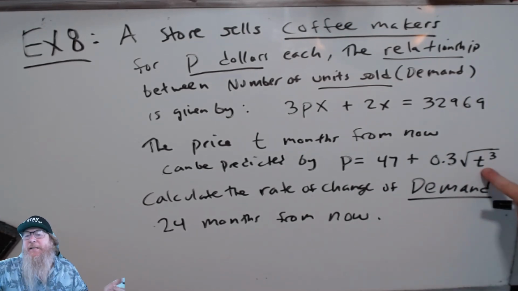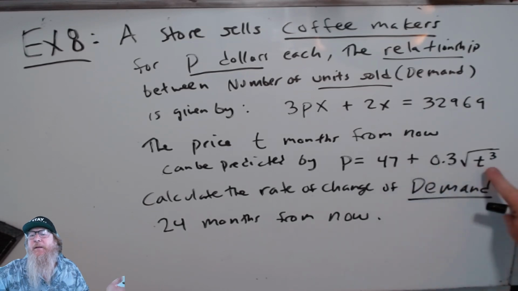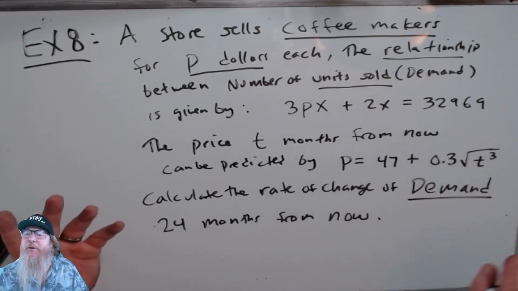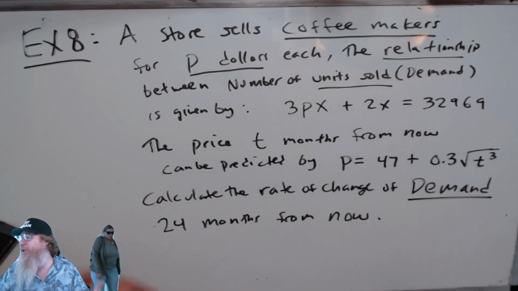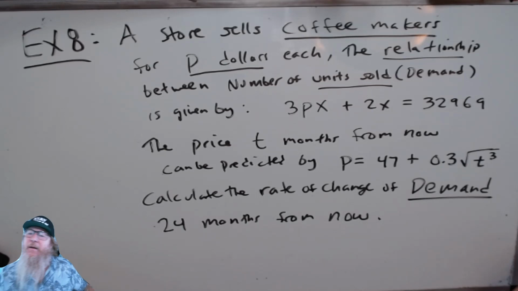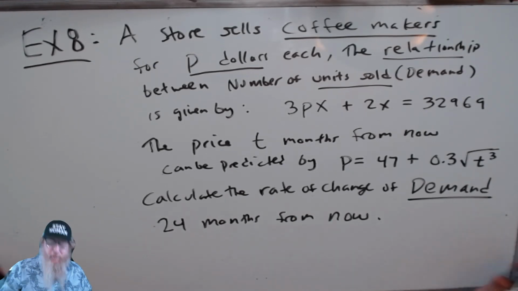You could just plug in 0 if you're curious. Might as well. So right now, the price of the coffee maker is $47. You plug in 0, this whole term turns to 0. And then as time goes by, the price will change over time. It looks like the price will actually go up. That's interesting. We'll find that out as we go.